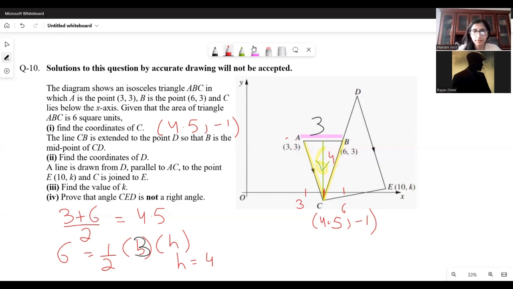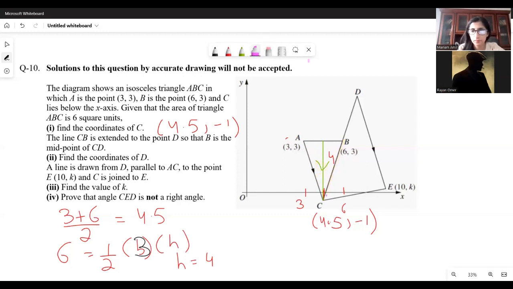Next part is the line CB is extended to the point D so that B is the midpoint of CD. Find the coordinates of D. So B is the midpoint of CD. Now can you find the coordinates of D? Yes, miss, I think so. How will you do that?